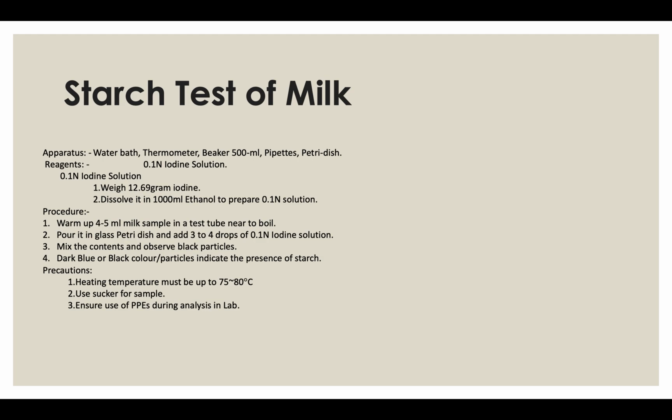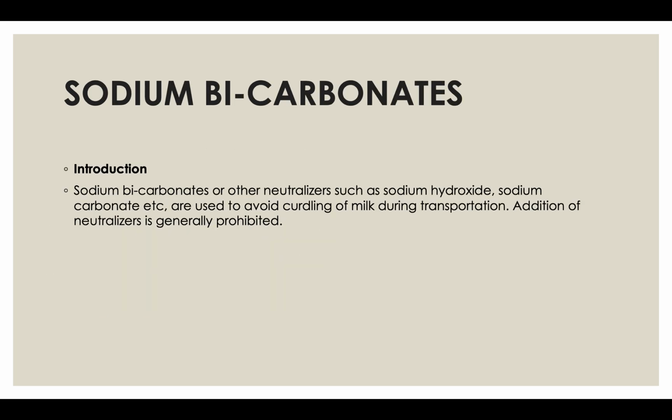First, warm up 4 to 5 ml of the milk sample in a test tube to near boiling. Pour it in a glass petri dish and add 3 to 4 drops of 0.1 normal iodine solution. Mix the contents and observe for black precipitates. Dark blue or black colored precipitates or particles indicate the presence of starch in the milk sample.